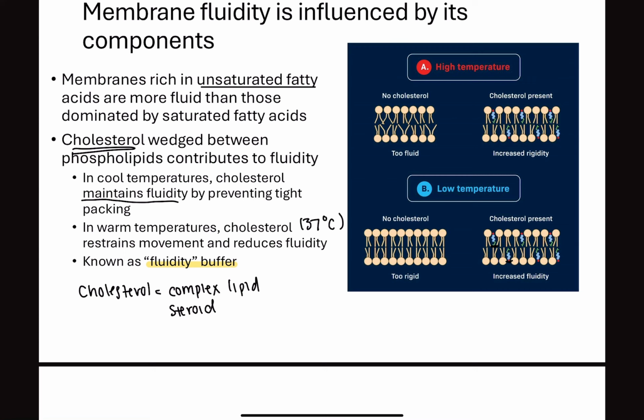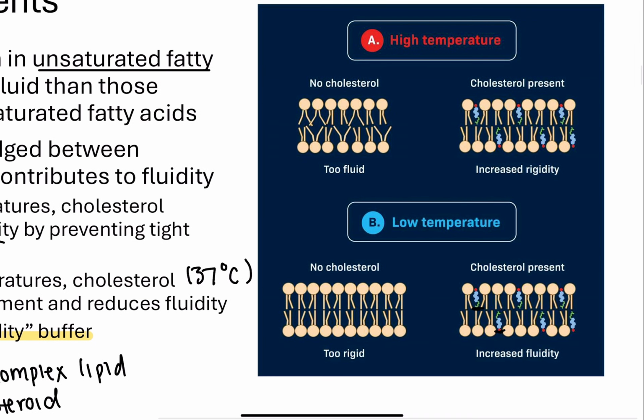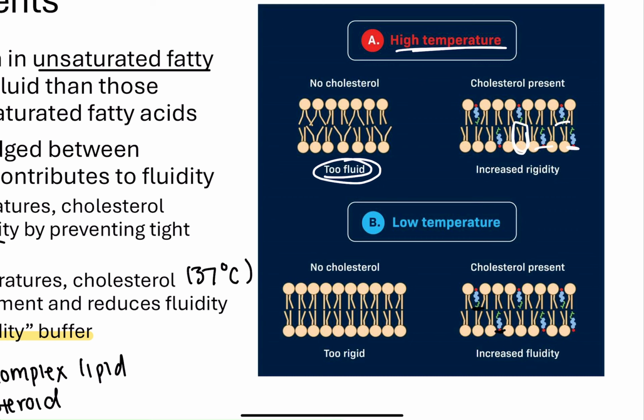And that's kind of what we're seeing here. When we have these high temperatures like we're seeing up here, and we have no cholesterol, our membrane is really fluid, so it's too fluid. But when we have cholesterol, like here, wedged in between our fatty acids, it's going to increase the rigidity of our bilayer. So we're seeing the difference that our fatty acid tails are more tightly together versus when we have no cholesterol. Look at how sprawled out they are.